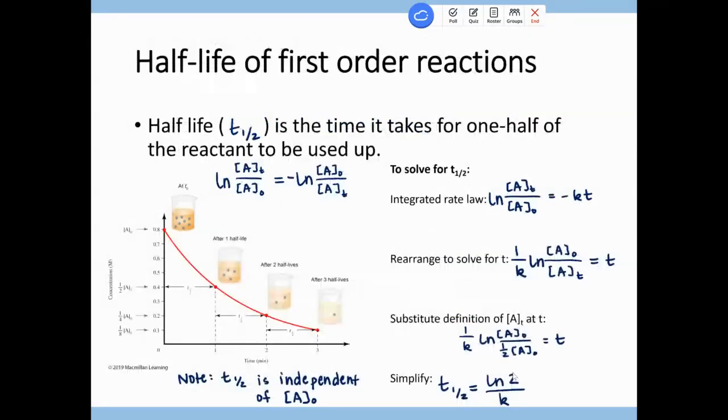Then we talked about half-lives. A half-life is the amount of time that it takes to use up half of the initial concentration of the reactant. So that's the definition of a half-life. For a first order reaction, that time is only proportional to K. It's not proportional to the initial concentration, but that time is equal to natural log of 2 divided by K.